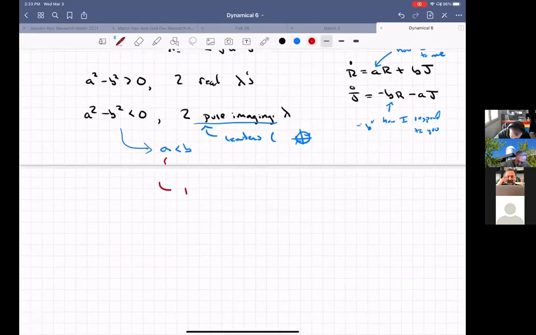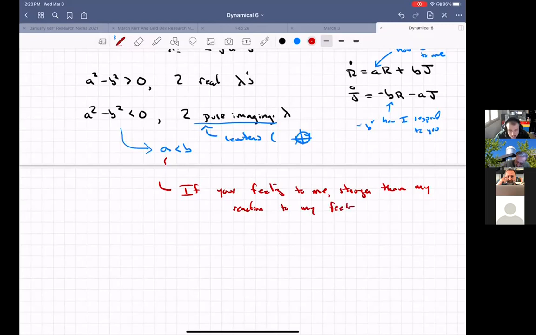So this second case is if your feelings to me are stronger than my reaction to my feelings, and the same with you, then we can be doing sort of a stable center relationship. So it's sort of a metastable relationship.